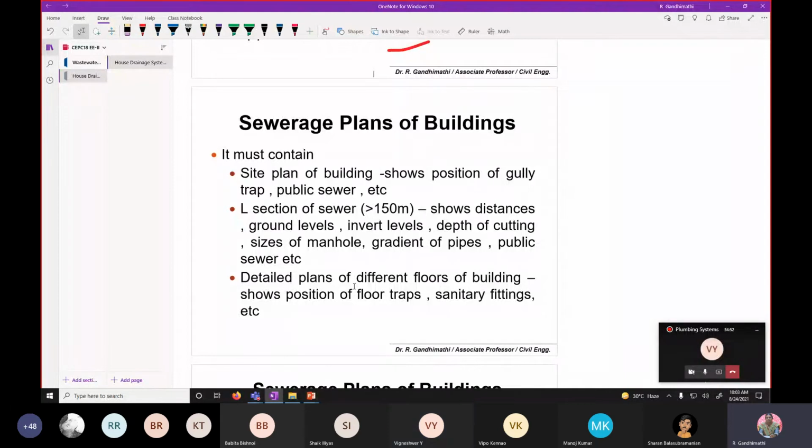It includes sewers plus the process by which you are collecting the wastewater from the house to the treatment system. The entire thing is called the sewerage system. Sewerage system is not only the sewers, but the way you are taking the wastewater to the treatment system. The sewerage plan should include a site plan of the building, showing the position of gully trap, public sewer, and then the L section, that is the longitudinal section of the sewer, showing the distances.